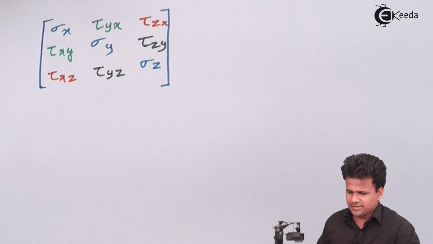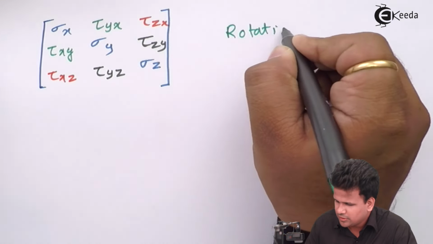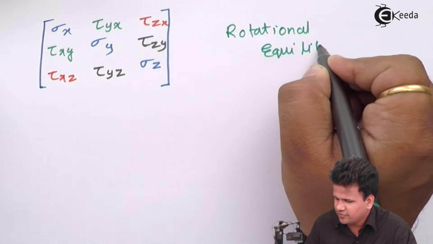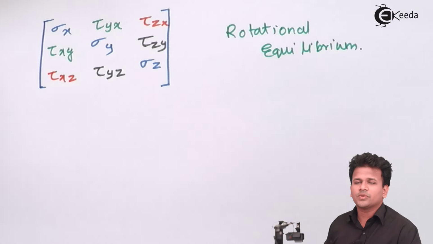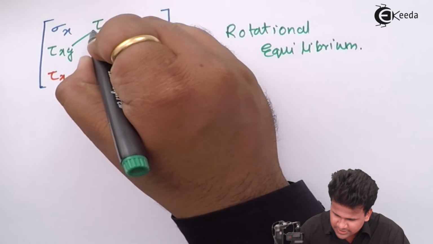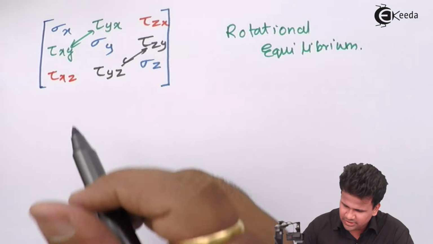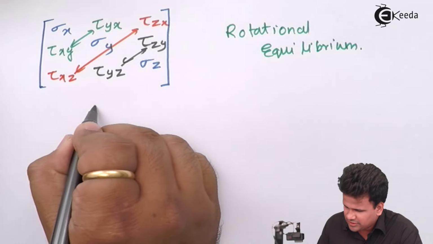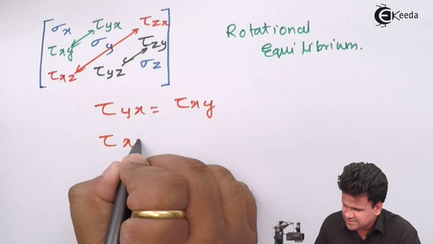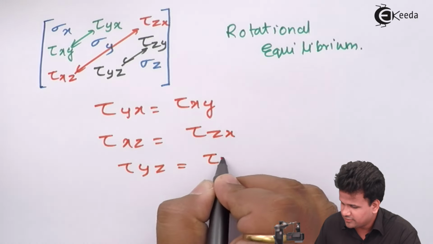Now in this stress matrix, we are considering rotational equilibrium. That means the fluid is irrotational. Irrotational means it is not rotating. Then these two quantities, as well as these two quantities, will be the same. So tau of yx is equal to tau of xy, tau of xz is equal to tau of zx, and tau of yz is equal to tau of zy.